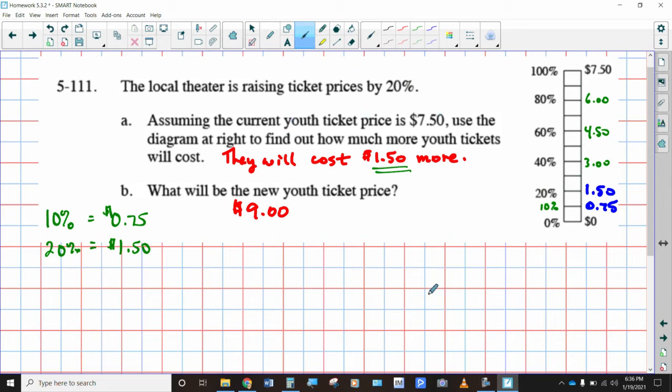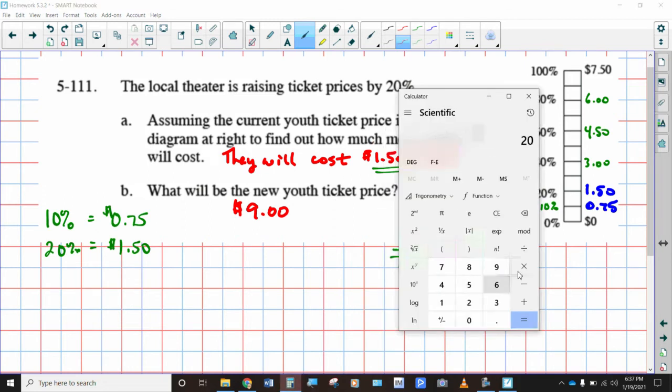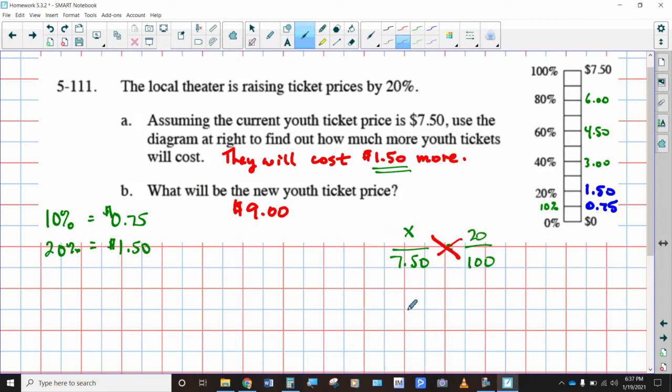Now, let's solve it another way. Remember, $7.50 is the total, and we're trying to find the part. We're trying to find out what is 20%. So we're going to write that as 20 over 100. Remember, we can cross multiply, and you get 20 times 750. Let's use our calculator for that. 20 times $7.50 is 150. So it's going to be 150.